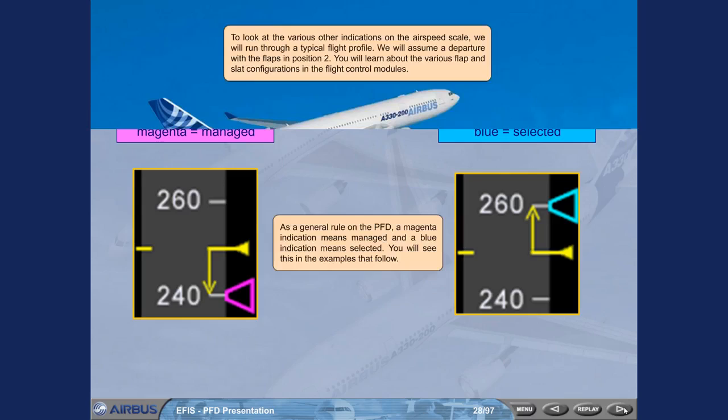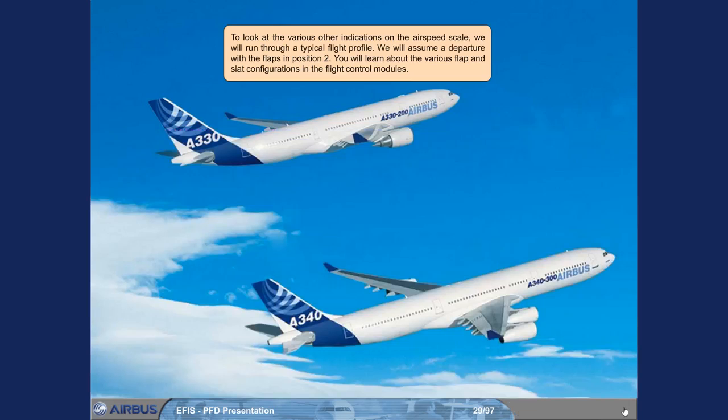To look at the various other indications on the airspeed scale, we will run through a typical flight profile. We will assume a departure with the flaps in position 2. You will learn about the various flap and slat configurations in the flight control modules.